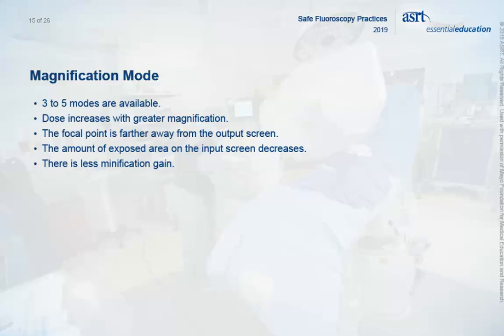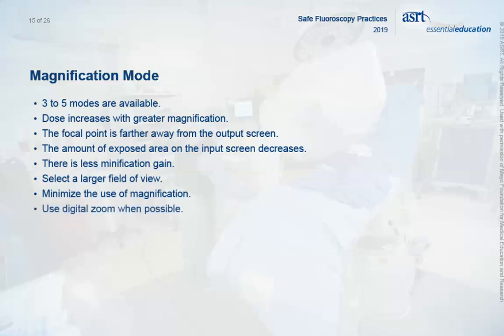The fluoroscopy system automatically adjusts factors such as mA and kVp, and the result is more radiation exposure to the patient. The additional radiation dose raises the patient entrance skin dose and can become quite high, especially when small fields of view are chosen. Fluoroscopy operators should select a larger field of view, minimize the use of magnification modes, and use digital zoom whenever possible.